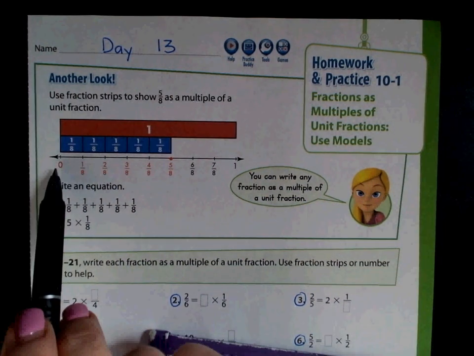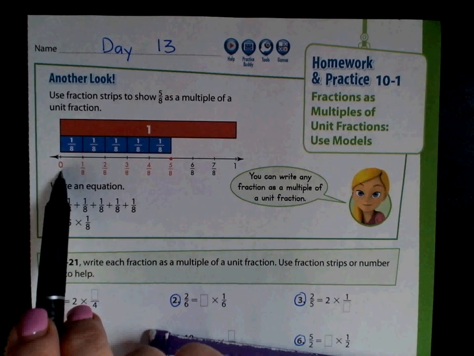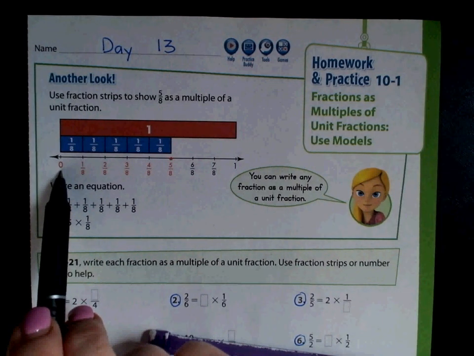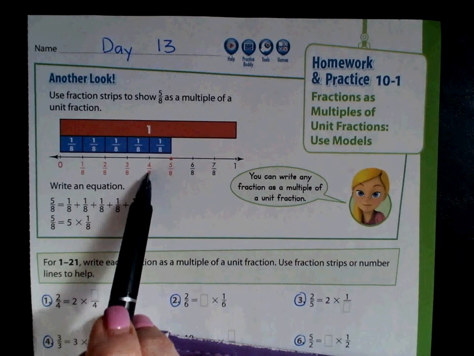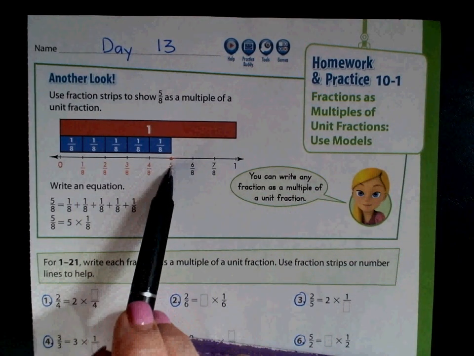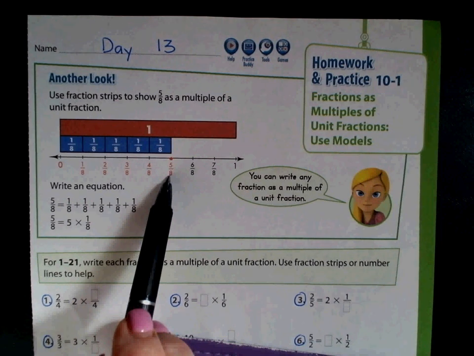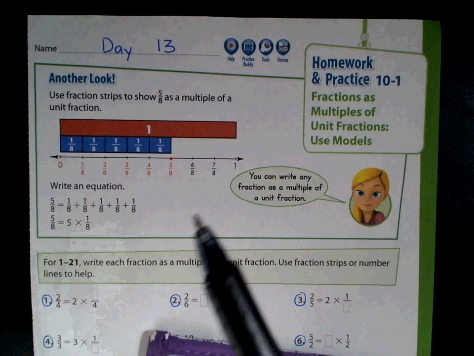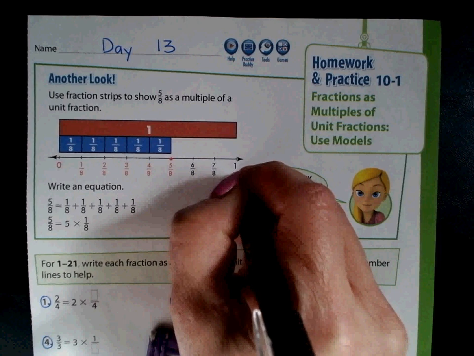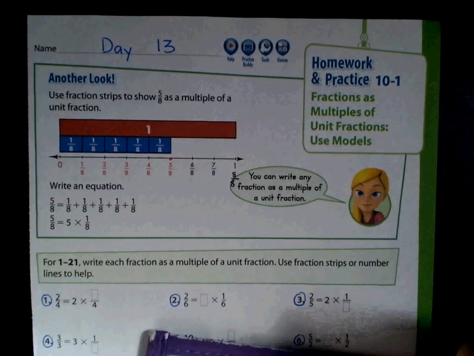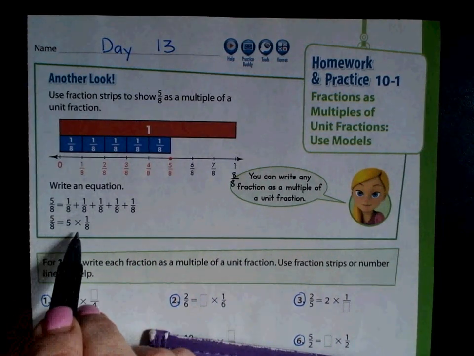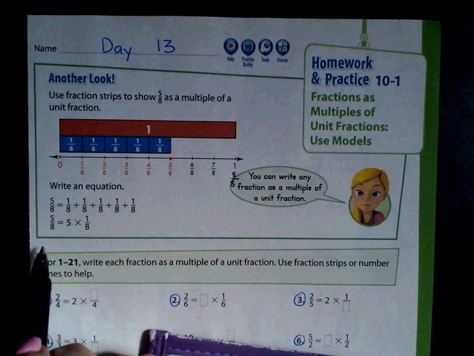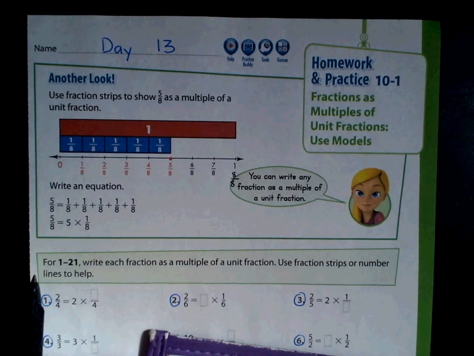Here they're representing that on the number line. Just like a number line with whole numbers, you can make a number line with fractions. If I was counting by eighths, it would be 1/8, 2/8, 3/8, 4/8, 5/8, and that's where my fraction strips stop. And they went all the way to 1 whole. 6/8, 7/8, 1 whole, and that 1 whole could also have been written as 8/8. Here's the addition number sentence and here's the multiplication number sentence, and they both represent 5/8.